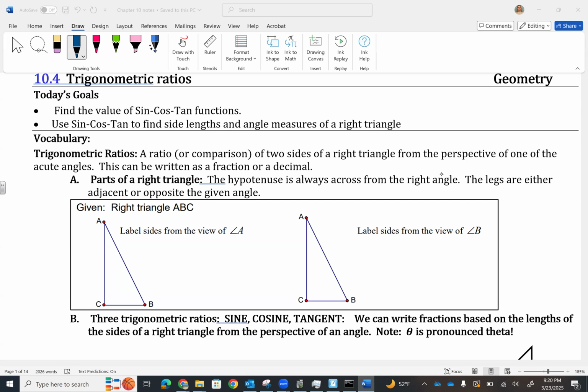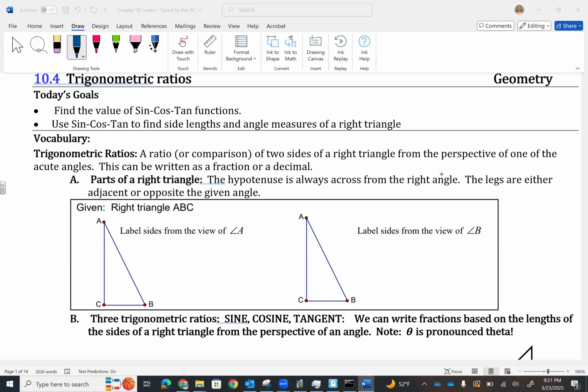Even if they're not 30, 60, 90s or 45, 45, 90s, the sides are still special to each other if you have a right triangle. And so we're going to be learning something called sine, cosine, and tangent, and how we can write fractions about any right triangle. And the fractions are called sine, cosine, and tangent.